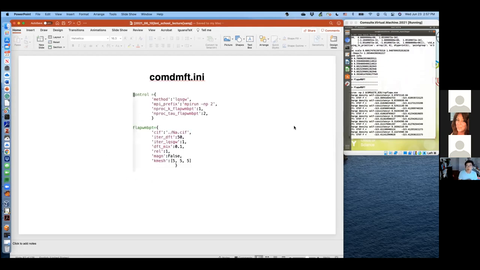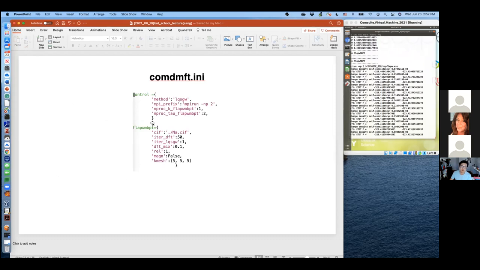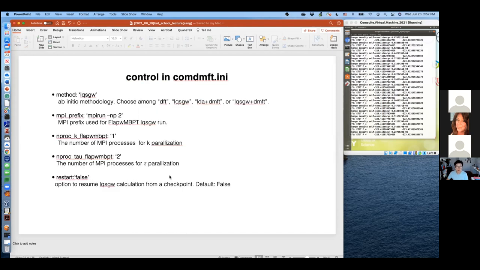Okay, so this is what we have in com-dmft.ini. This is also the same format as the input file for the DFT calculation. So first, the dictionary is control, and the second dictionary is FlapMPPT, and we have all the key and value combinations here. Okay, let's go into detail.